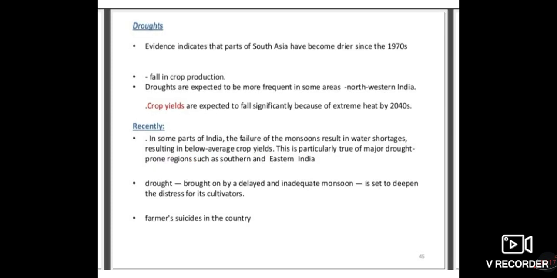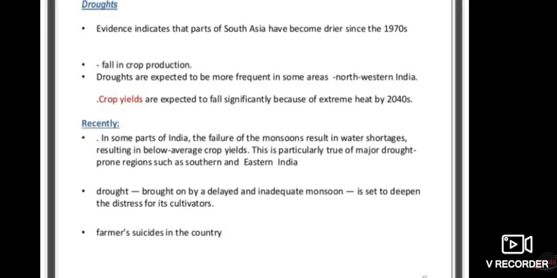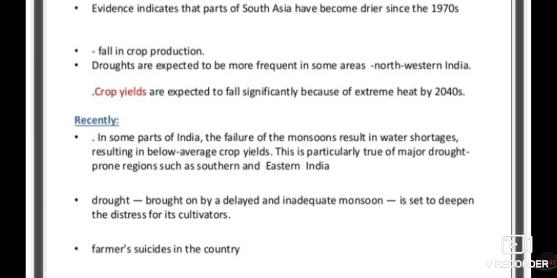The 2016 Assam flood. Then there are droughts. There is a fall in crop production due to drought; crop production will be reduced. Crop yields are expected to fall significantly because of extreme heat, as in 2014. We are waiting for severe heat like in 2014 if climate change keeps happening like this. And in some parts of India, failure of the monsoon results in water shortage and below-average crop yield. This is particularly true in major drought-prone regions such as southern and eastern India.